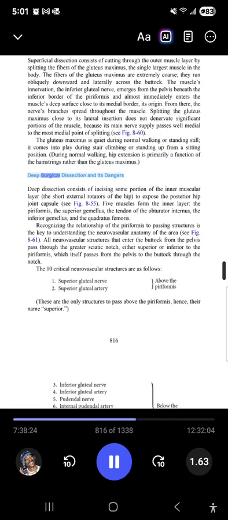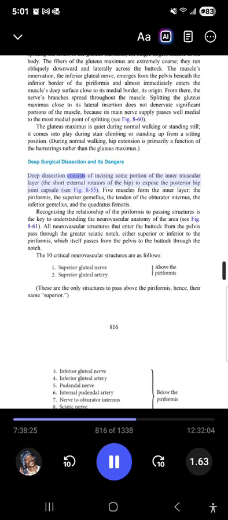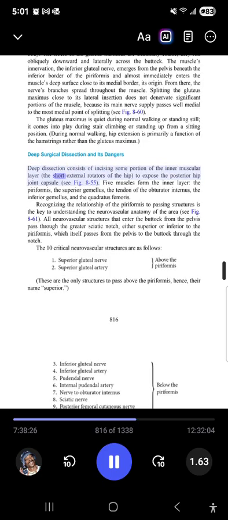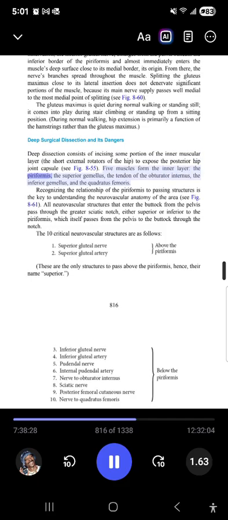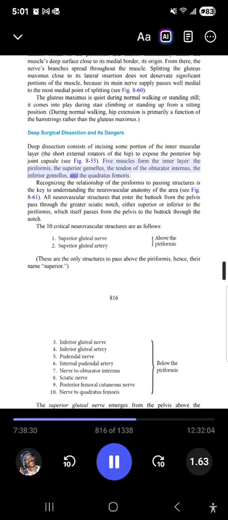Deep surgical dissection and its dangers. Deep dissection consists of incising some portion of the inner muscular layer, the short external rotators of the hip, to expose the posterior hip joint capsule. See Figure 8-55. Five muscles form the inner layer: the piriformis, the superior gemellus, the tendon of the obturator internus, the inferior gemellus, and the quadratus femoris.